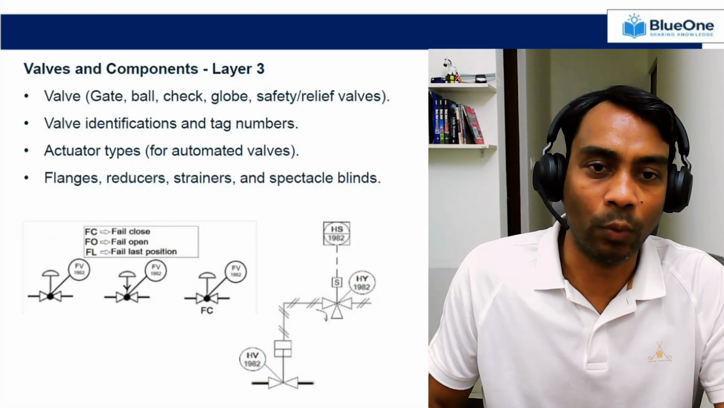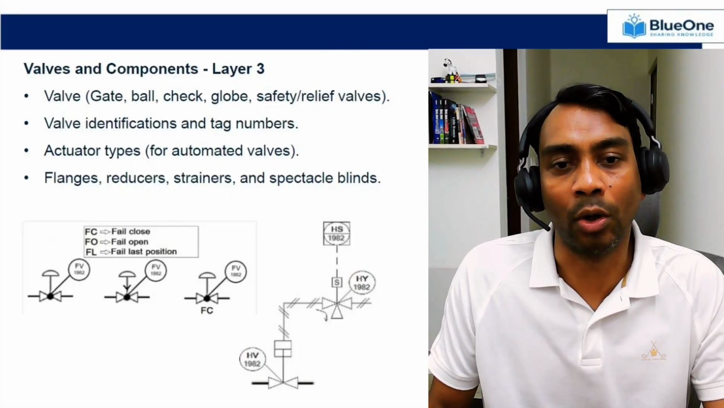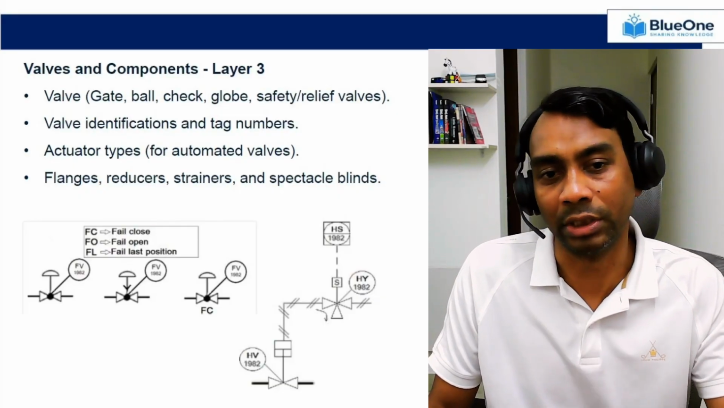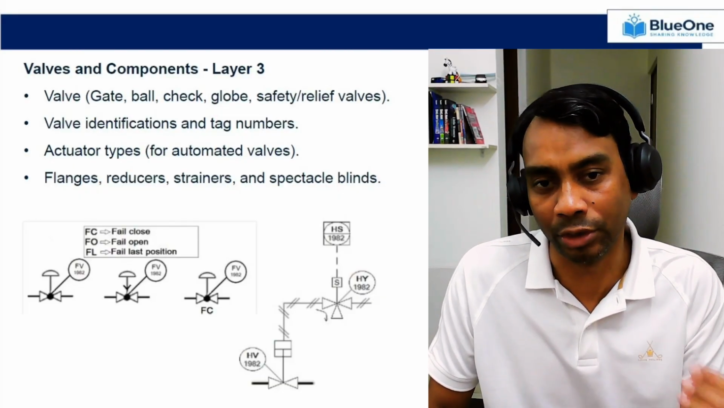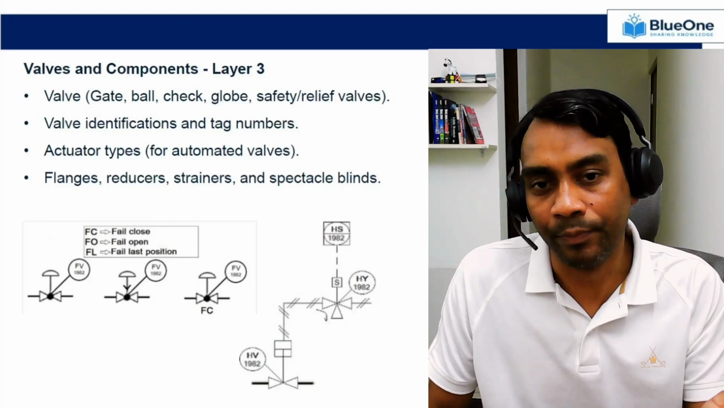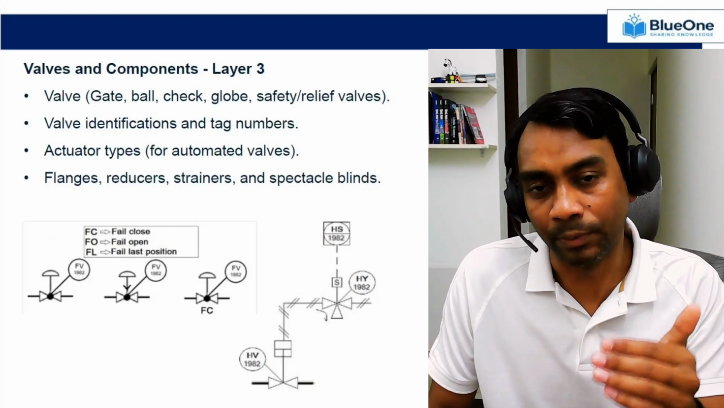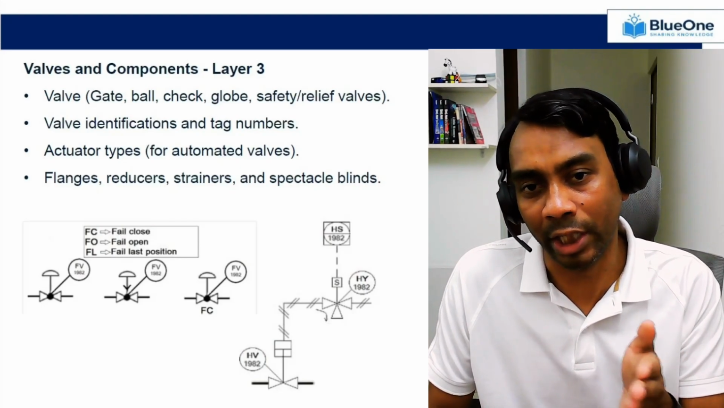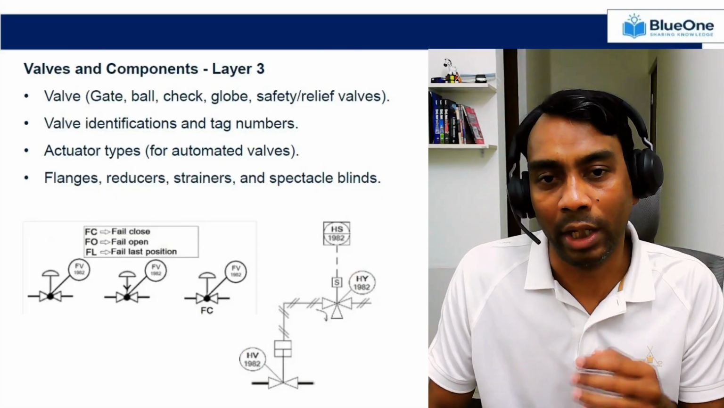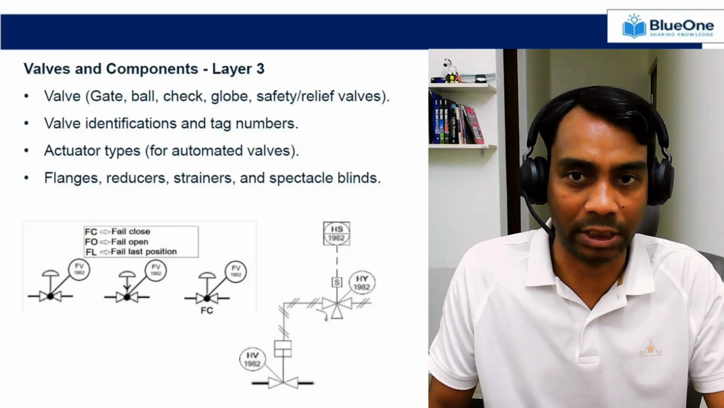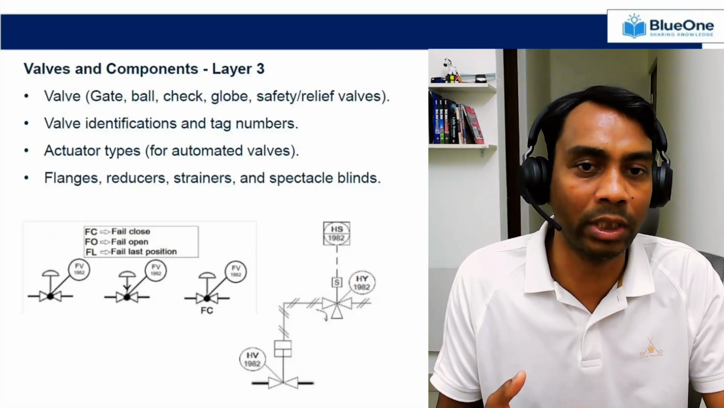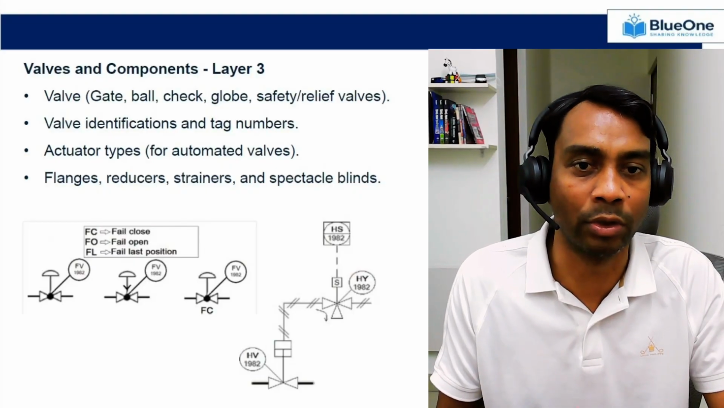I have tried to put one of the on-off valves on the screen. You can see there is HV1982, which is an on-off valve with an actuator, and this particular actuator is actuated by the solenoid HY1982, and the command is coming from the DCS. We'll discuss more about the control side in the next slide.